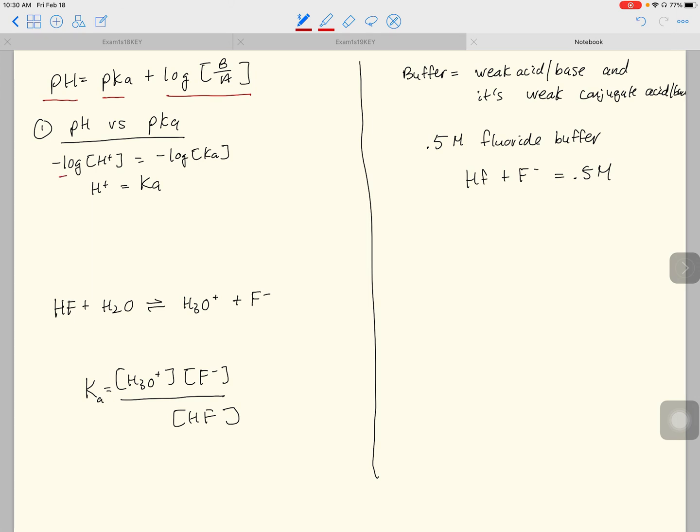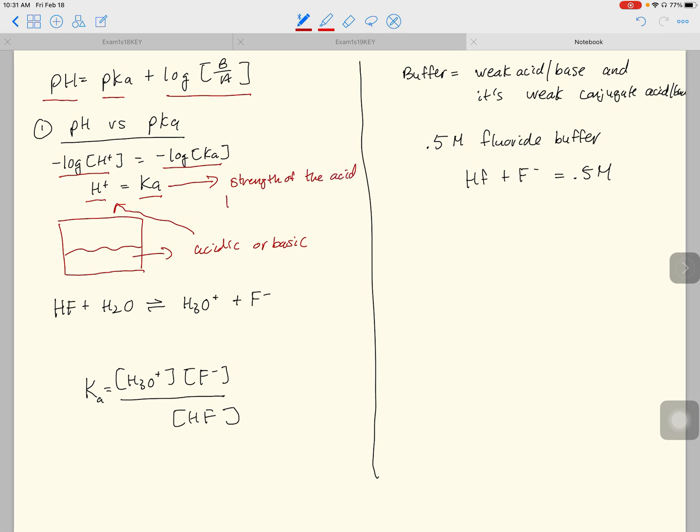When we make pH and pKa equal to each other, we get protons and Ka equal to each other. Now, what exactly is H plus? H plus just tells us if a solution is acidic or basic, depending on how many protons we have, right? So pH gives us a general idea of the solution, but Ka gives us the strength of the acid.